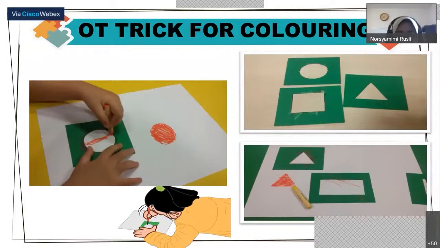Has anyone used this trick before? Yes, we have. Is there any tips that anyone would like to share about coloring skills? How they teach coloring skills to their students? Ruler shape, yes. Okay, good. The ruler shape.